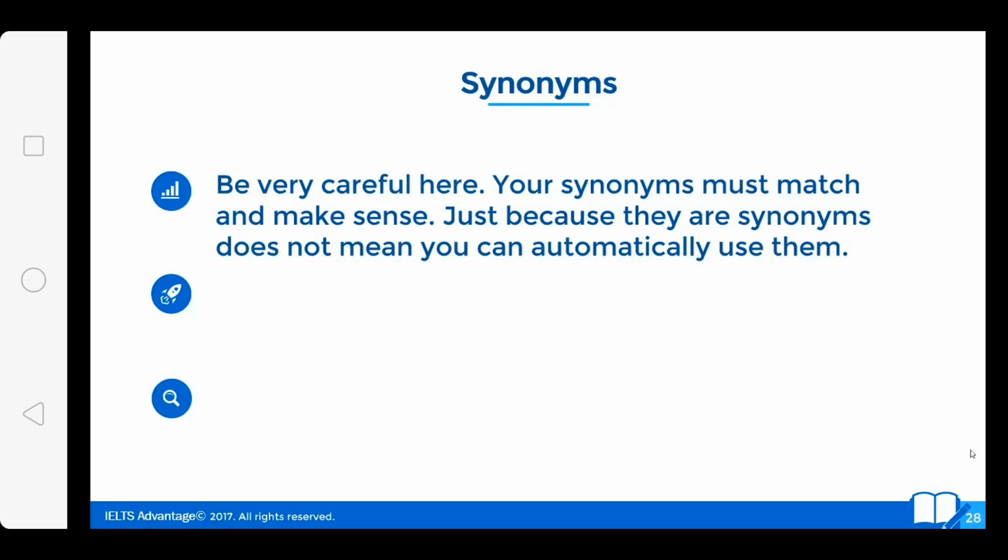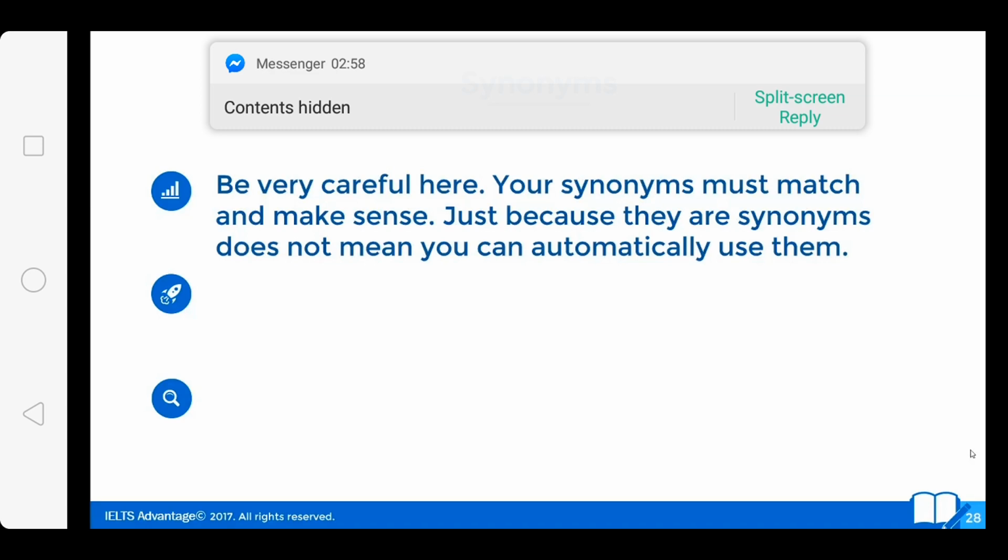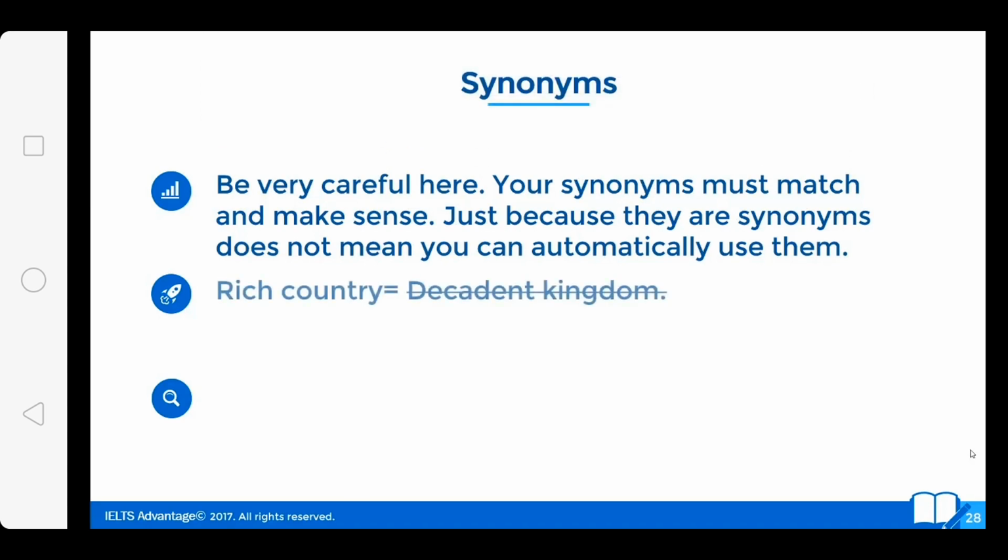So one of the biggest problems when people paraphrase is when they're practicing especially, they'll see a word and what they'll do is they'll Google that word or look that word up in an online thesaurus. And when you do that, it will show you 20, 50 different synonyms. Now some of those synonyms you can use, most of them you will not be able to use. Just because a word is a synonym doesn't automatically mean that you can use it when you're paraphrasing. Let's look at an example. So imagine you're seeing in a question, rich country.